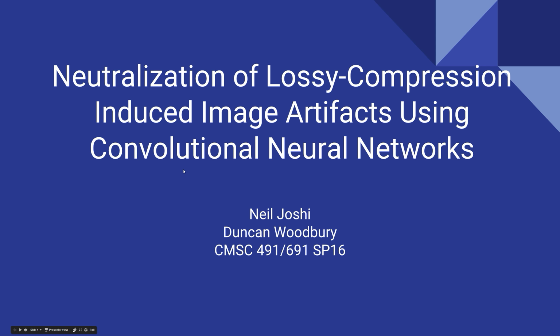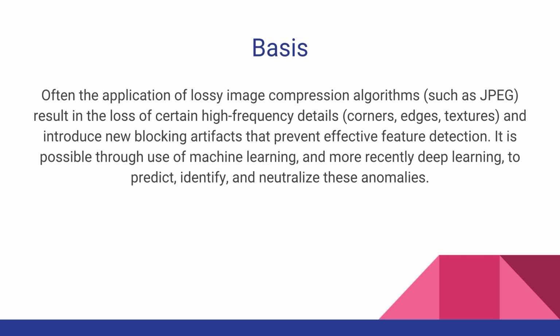Neil and I's semester-long research project, the topic of which was the neutralization of lossy-compression induced image artifacts using convolutional neural networks. So the basis and motivation for this research is the fact that most images we find on the internet today undergo compression at some point. And the most common compression algorithms often result in the loss of certain details, like edges, corners, and textures, which make computer vision tasks like feature identification considerably more difficult. So the approach we took: implement a convolutional neural network to neutralize these anomalies and restore arbitrary images.